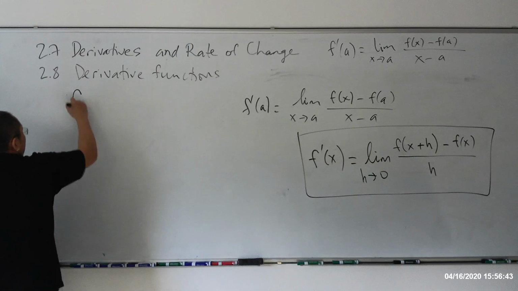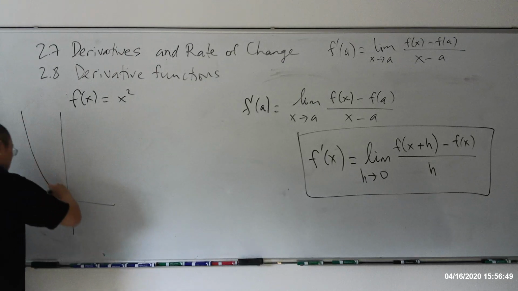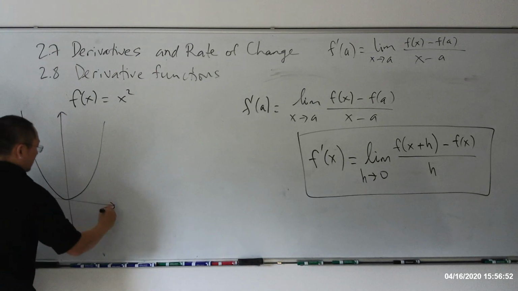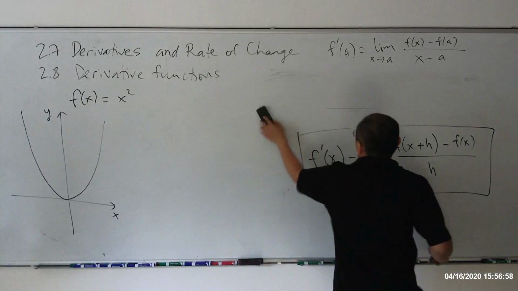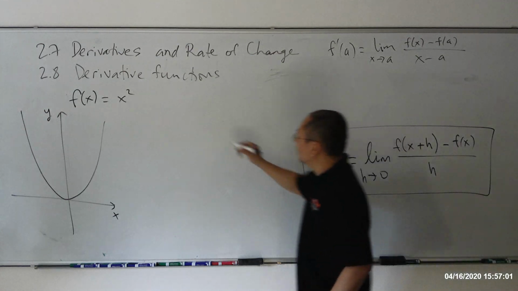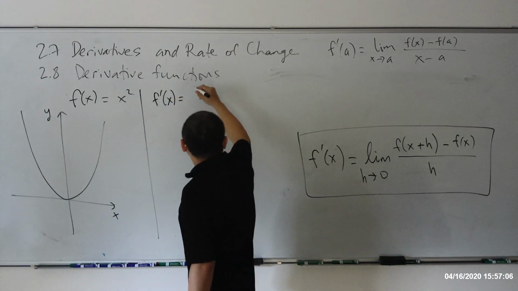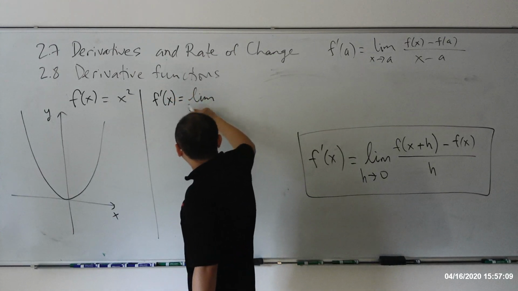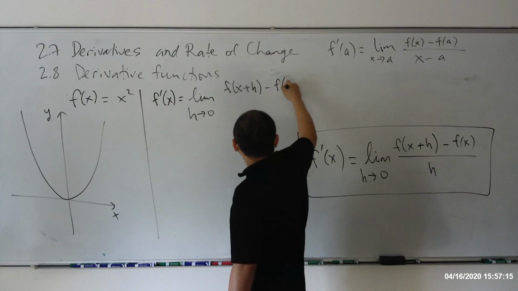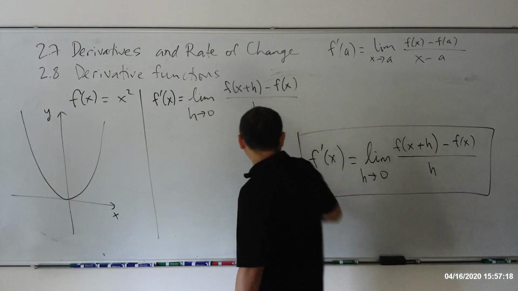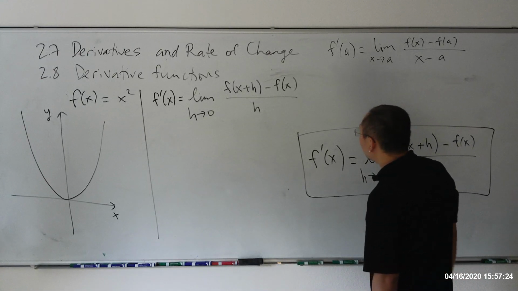So, go back to the example. F of x is equal to x squared. Let me redraw the graph for you. Alright, this is the x-axis, this is the y-axis. I'm going to use the definition of the derivative function. So we write it in here: f prime of x is equal to the limit as h approaches 0 of f of x plus h minus f of x, over h.